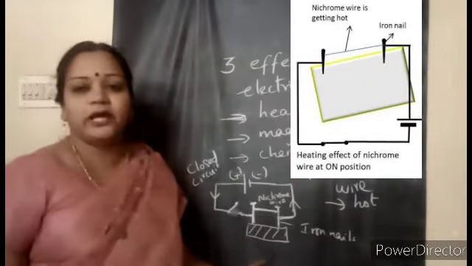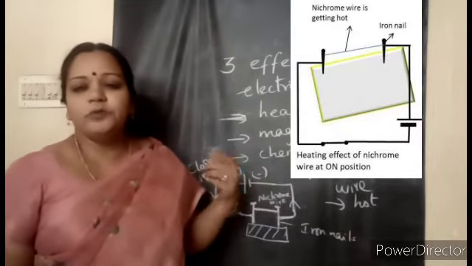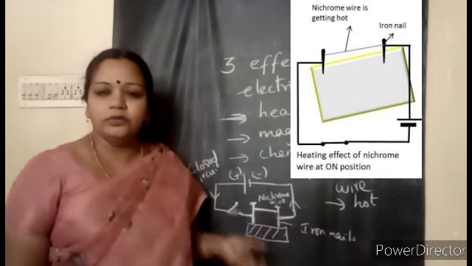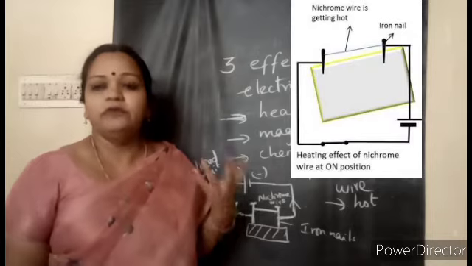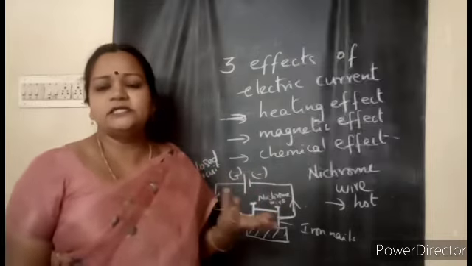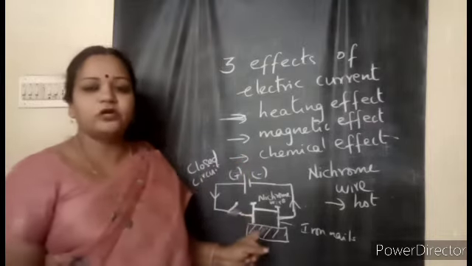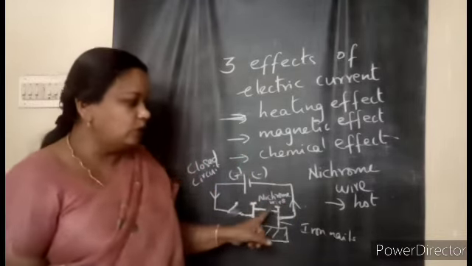So this is also an activity to prove that whenever electric current is made to flow through conducting materials, along with the electrical energy, some amount of heat energy is also being produced. So this is one of the effects of electric current.